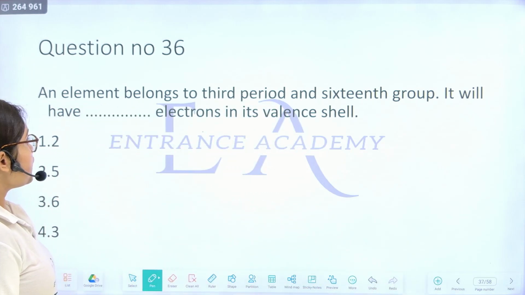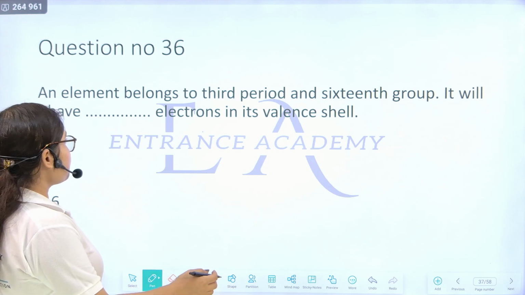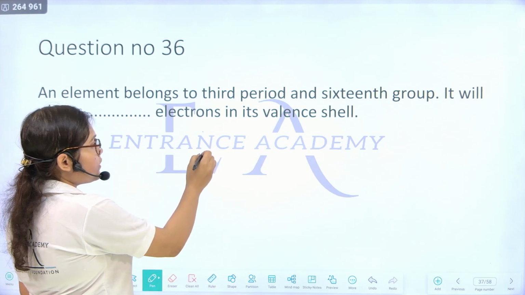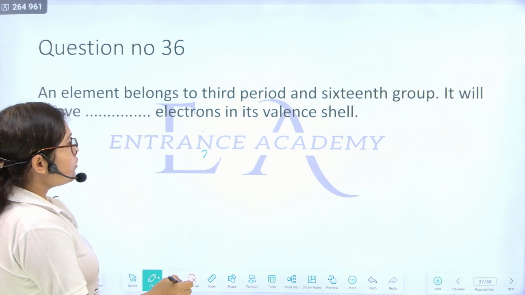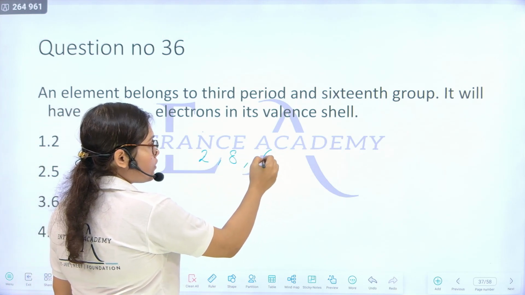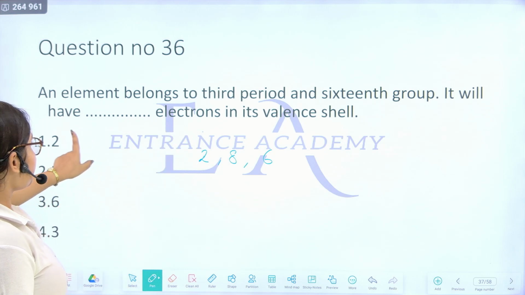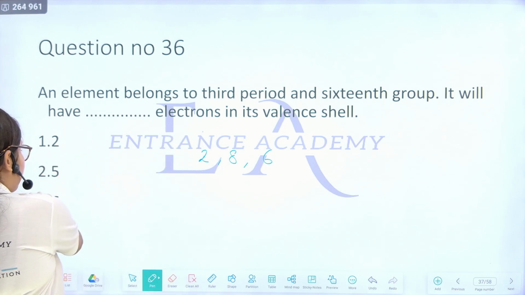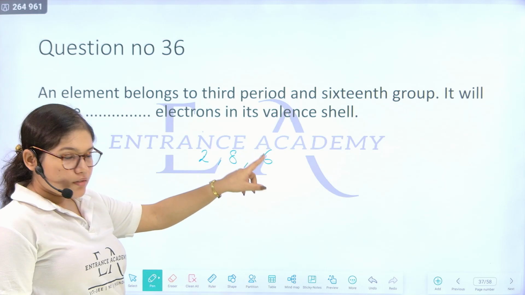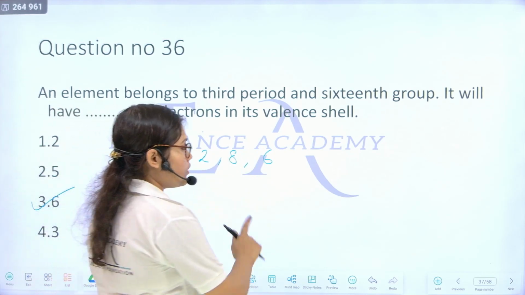An element belongs to the third period and 16th group. Third period, 16th group. Third period, so the configuration is 2, 8, 6. Third period, 16th group, electrons in the valence shell, number of electrons 6. Third period, so number of shells is 3. Then the valence shell, the outermost shell, has 6 electrons. The answer is 6.